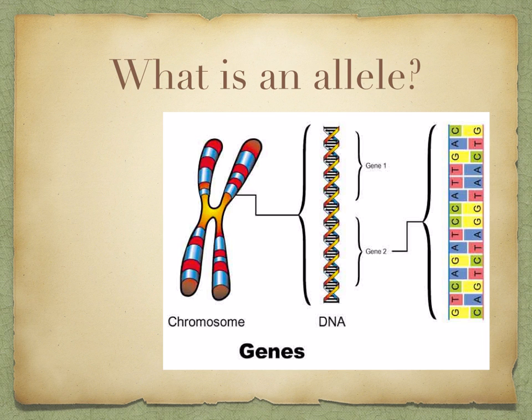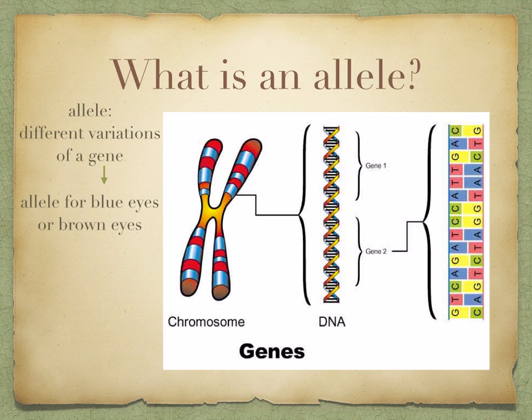Can you remember what an allele is? It's a different variation of a gene. For example, you've got an allele for blue eyes or brown eyes. And the different alleles of a gene contain slightly different sequences of bases.